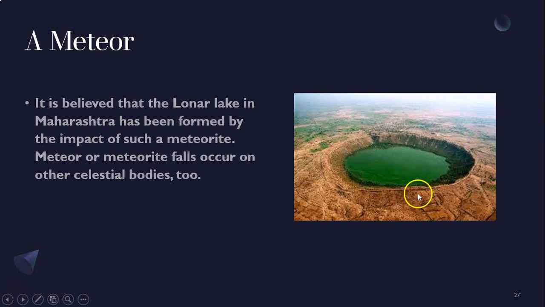If you see this picture, this is Maharashtra. This is known as Lonar Lake in Maharashtra. It is believed that the Lonar Lake in Maharashtra has been formed by the impact of such a meteorite. Meteor or meteorite falls occur on other celestial bodies too. So it is not that these rock pieces fall only on Earth, they fall on other planets and other bodies too.